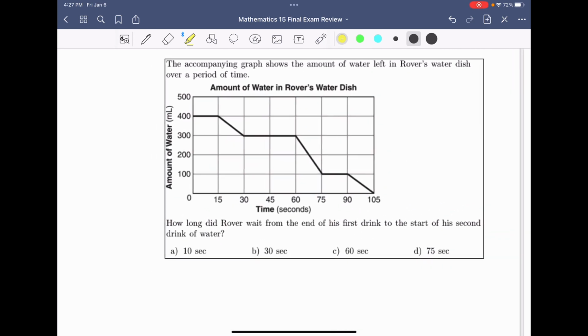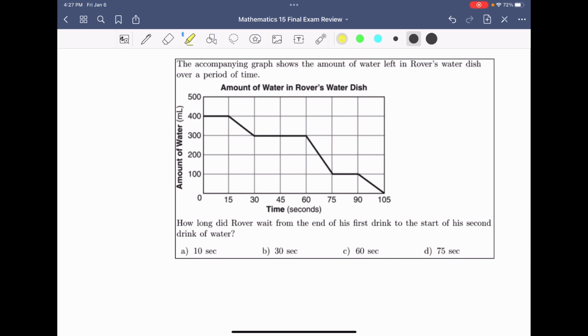All right. The accompanying graph shows the amount of water left in Rover's water dish over a time period. I'm assuming Rover is some sort of dog or some sort of pet. How long did Rover wait from the end of his first drink to the start of his second drink? Okay, so if we want to dissect this graph a little bit, the starting amount of water at time 0 was 400. It sits in the bowl, but then he takes his first drink. Then it sits in the bowl. He takes a second drink, sits in the bowl, takes a third drink till it is fully done.